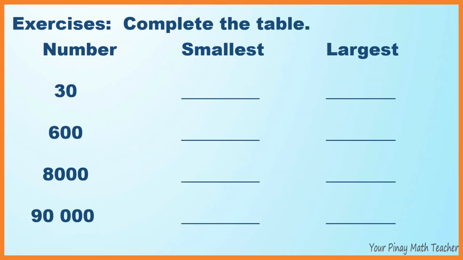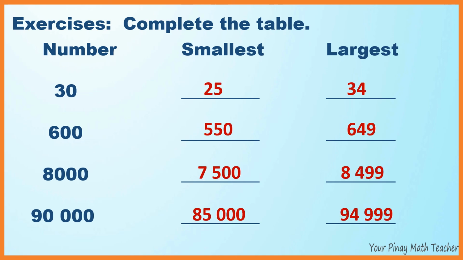For your exercises, find the smallest and the largest numbers that can be rounded off to 30, 600, 8,000, 90,000. Pause the video if you want to answer these by yourself. These are the answers.